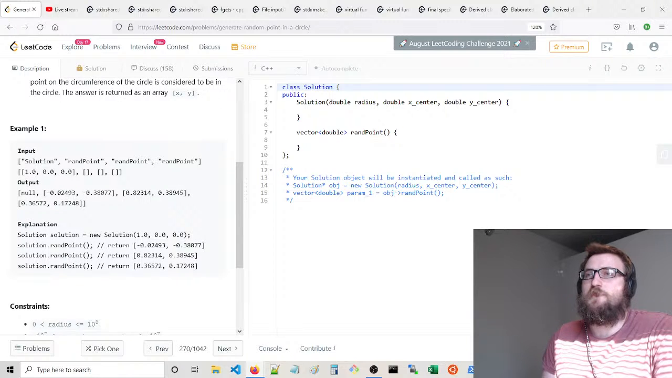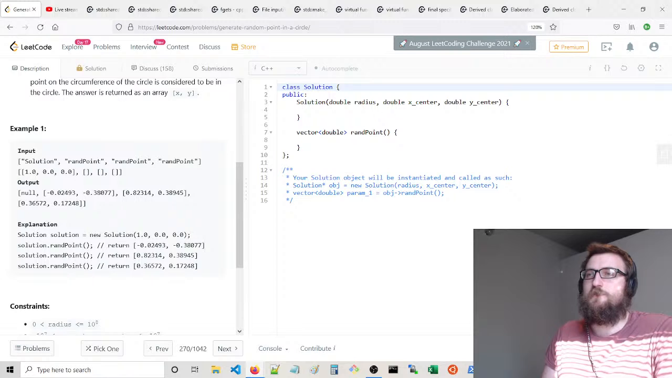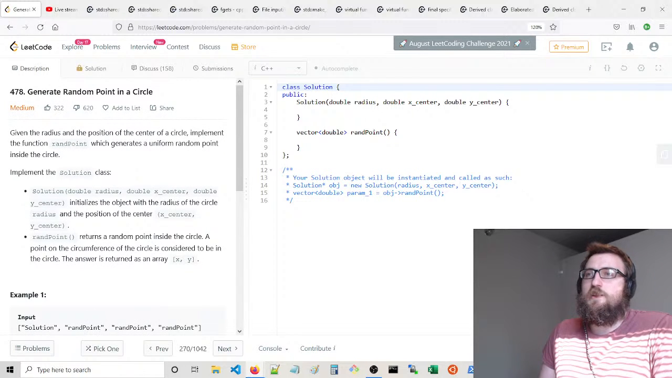Okay, so you get Solution, randPoint, randPoint, randPoint. And there's an x, y, and a radius, and you get these 3 different random points. And here's what the explanation looks like. You have a new solution, initialized as such, you call these 3 functions, and you have 3 different return values.